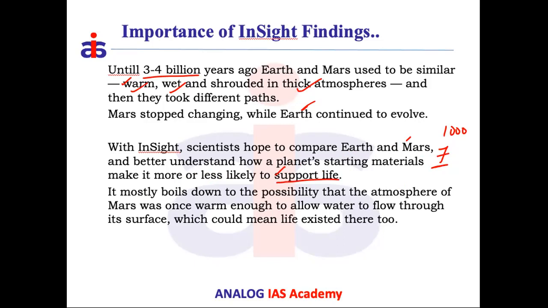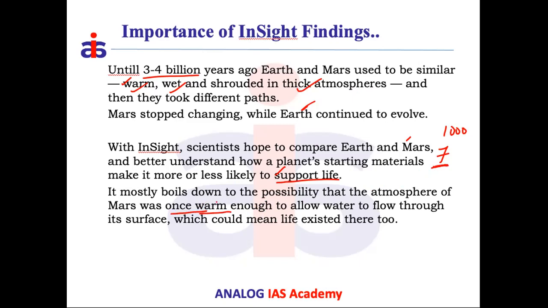And the more important thing is the possibility that the Mars atmosphere is warm enough. Warm enough means here, we can see the thickness is almost 7 kilometers. So is this enough to keep it warm? Another thing is, it was warm once upon a time in the past.